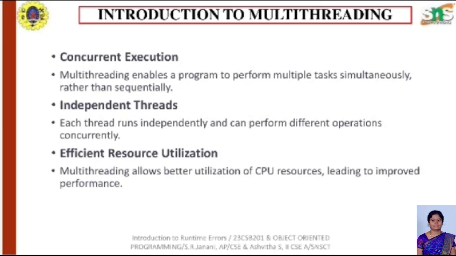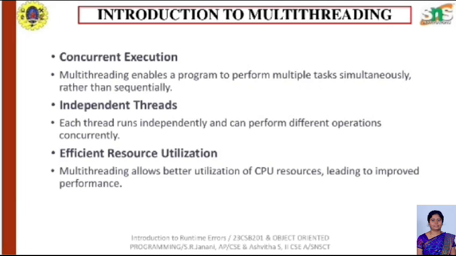To talk about concurrent execution, multithreading allows different parts of a program to run independently at the same time. For example, in a text editor, one thread can handle user typing, another can auto-save the file, and another can check for spelling errors. All of these are running concurrently.